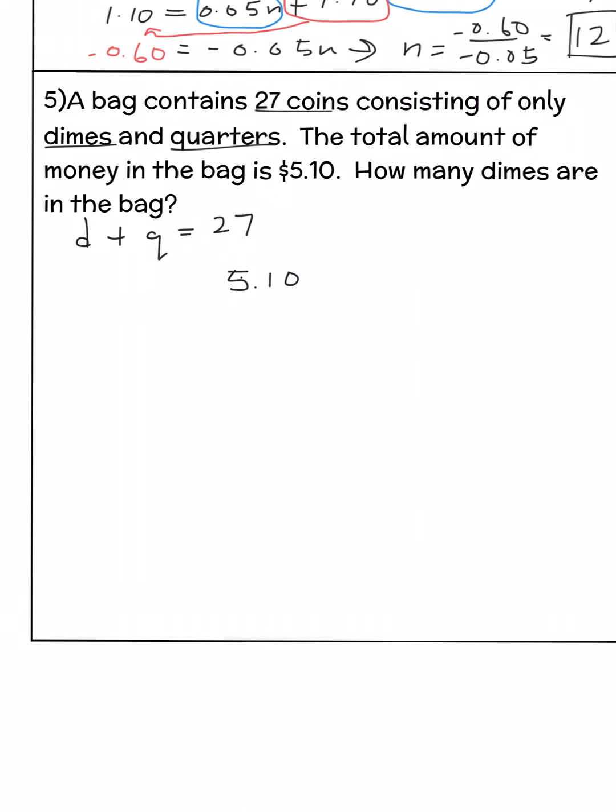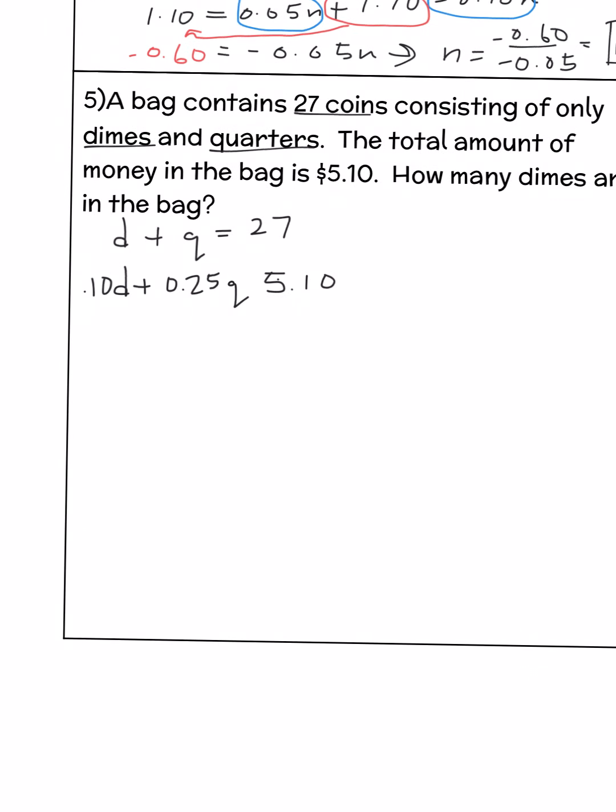The total amount of money costs $5.10, so that's a little bit different now. I'd still take the same principle of D plus Q, but this time I have to write coefficients. That's going to be their dollar value. So a dime is $0.10, a quarter is $0.25. So now I need to find out how many dimes are in the bag. So again, this is equation 1 and this is equation 2.